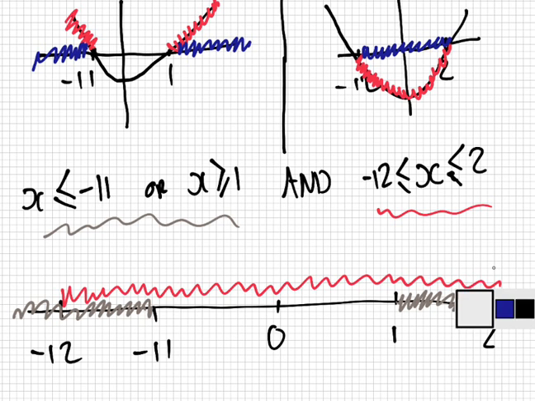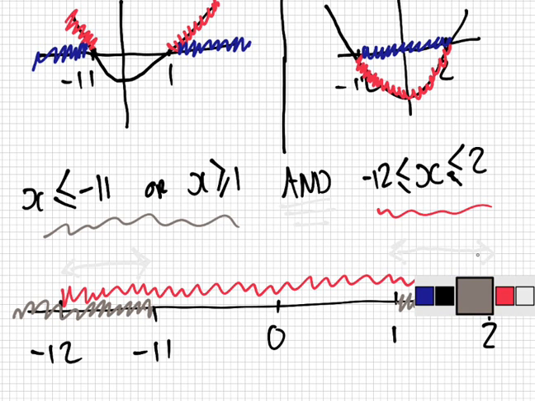Now you need to look at this number line, and because of the and, you need to look where on the number line is both true. So both will be true between minus 12 and minus 11, and then between 1 all the way to 2. But the question also says, if you see there, x is a natural number, including 0.